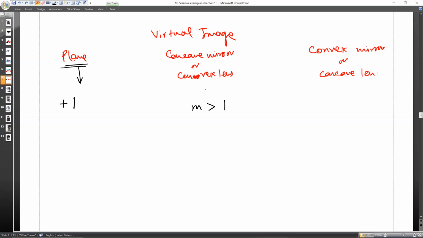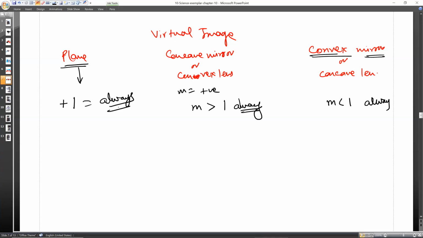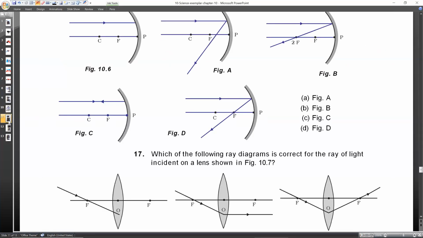Okay, positive. And next, this one: a diminished image will always be formed when a convex mirror forms the image. The concave will always enlarge, and the plane will always be of the same size. Got it? So let's have some numerical problems based on this one. Just a minute.